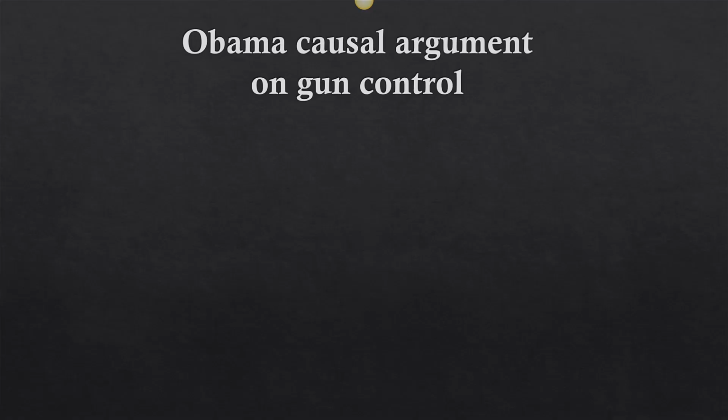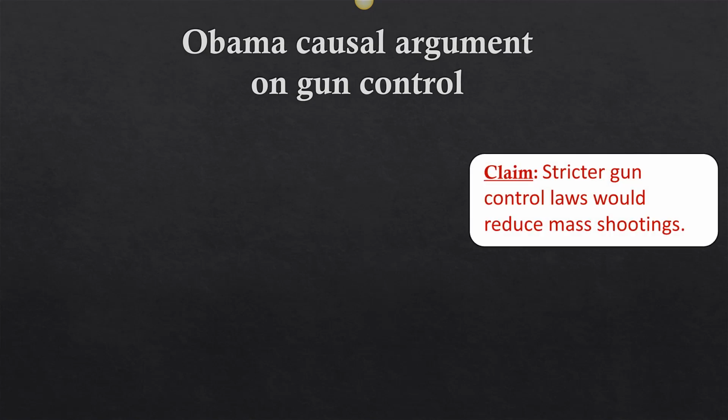So we know there are ways to prevent it. When we apply a simple Toulmin diagram analysis to the argument, this is what we come up with. President Obama makes a claim: stricter gun control laws would reduce mass shootings. Now, how does he support this claim with his data or his evidence?